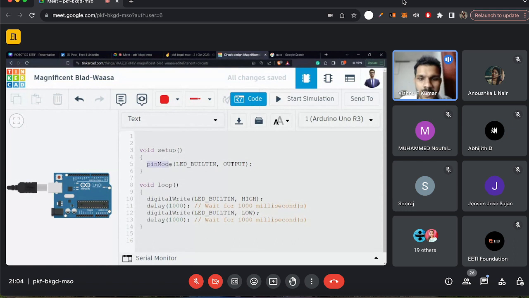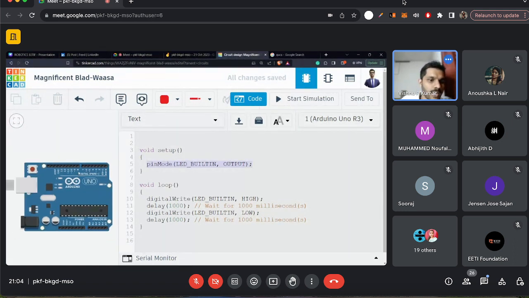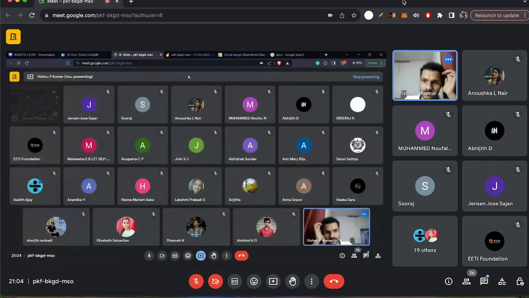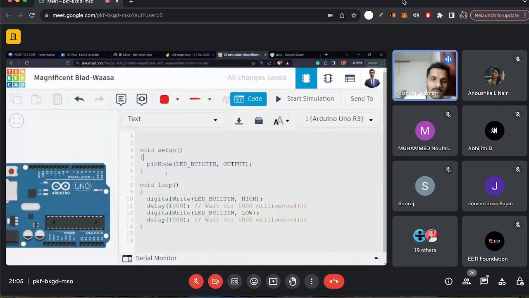Here we are mentioning whether the pin is going to be an output device or an input device. Here we are using an LED, right? Is an LED an output device or an input device? Yesterday I mentioned some output devices and input devices, right? Output device. This is a pin number. LED_BUILTIN is actually a pin, so I'm mentioning LED_BUILTIN as an output device, because an LED is an output device.